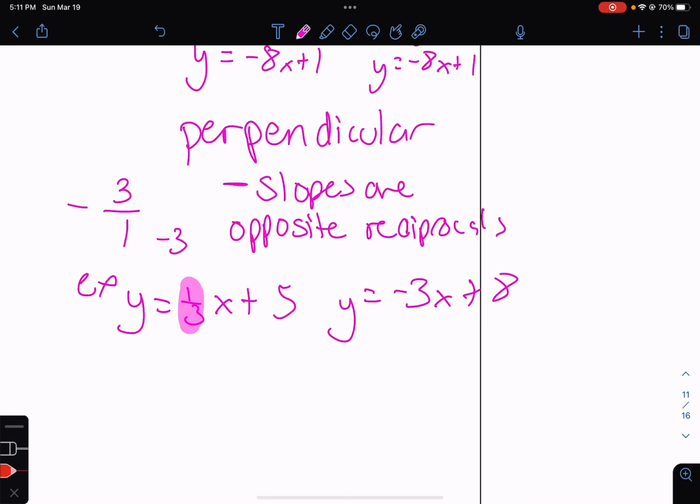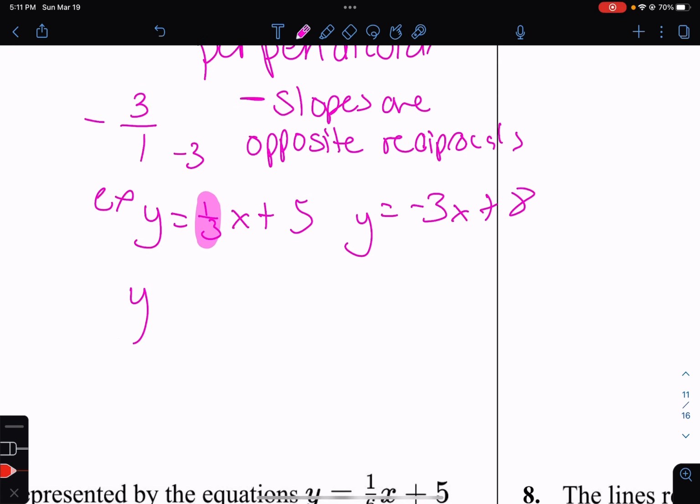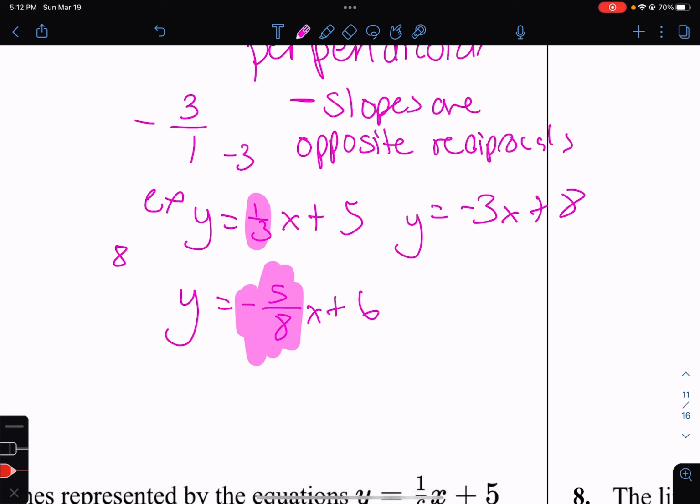Another example. Let's say we had y equals -5/8 x plus 6, right? If this is our slope, we need the opposite reciprocal of it. So we're going to do 8/5. And then it's negative to begin with, so now we want positive. So y equals 8/5 x. And the y-intercept doesn't really matter there.